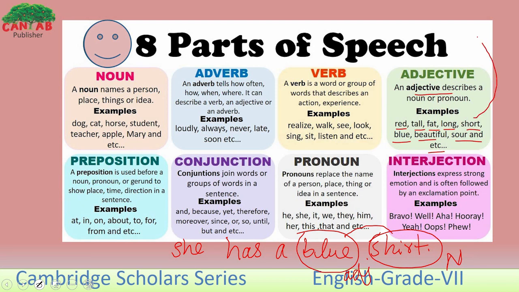Look at another example, short. I have short hair. Here, the short is an adjective and hair is noun. Here, the short is an adjective, modifying the noun here. Adjective can be opinion, size, smell, color, look, quality of a noun.